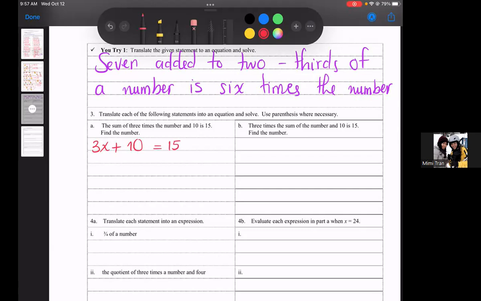I'm sorry, 15. Subtract 10. 3x equals 5. Divide both sides by 3. X equals, oh, what's wrong with me? X equals 5/3.